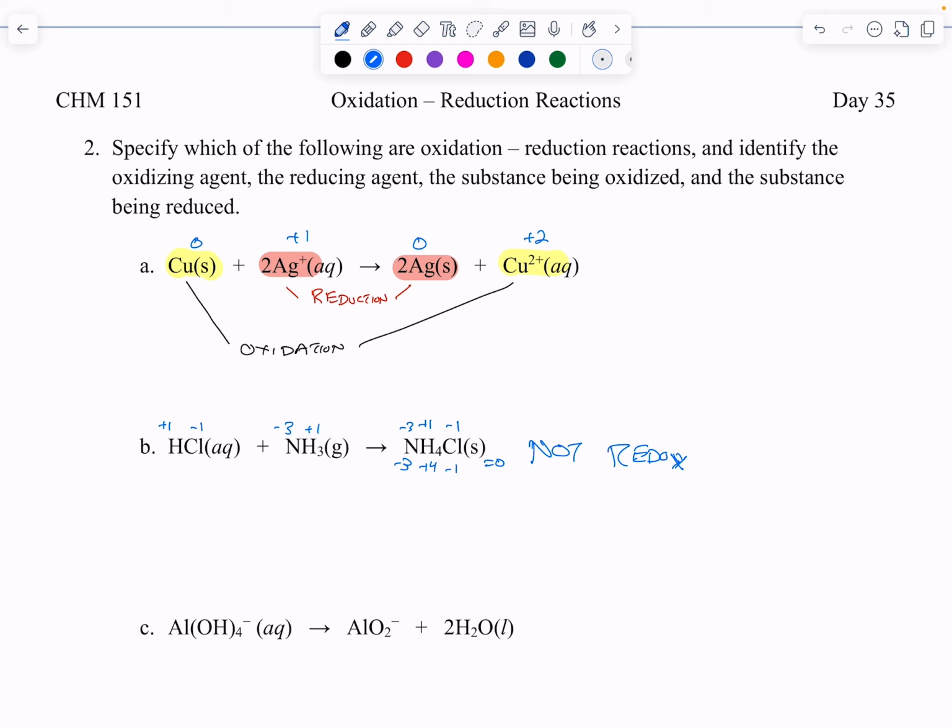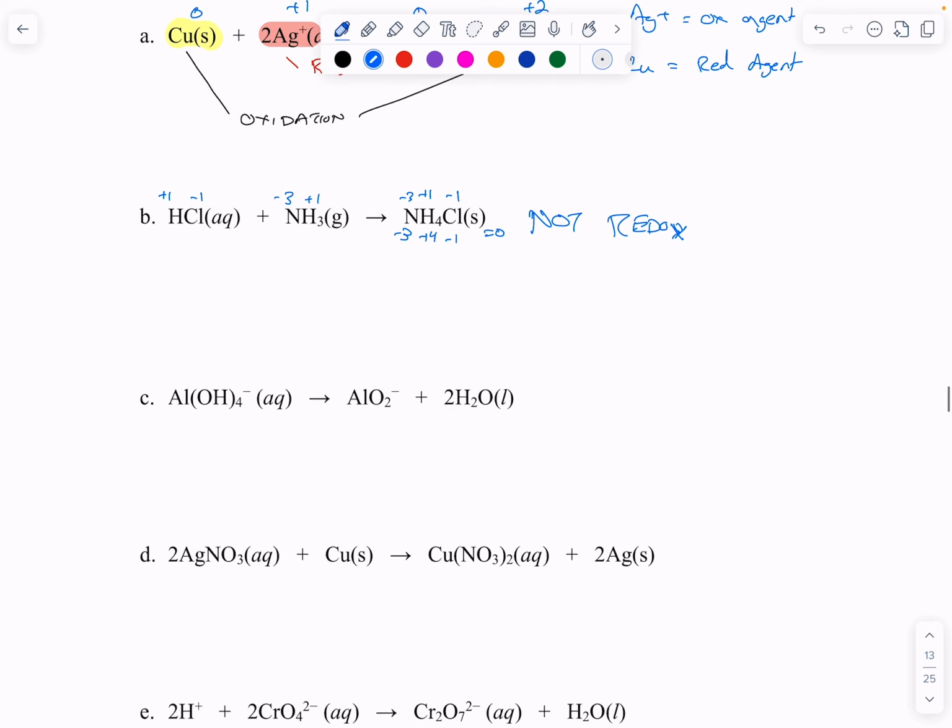All right. I just realized in A we didn't do everything. So we identify oxidizing agent. Which one is the oxidizing agent? Ag plus is the oxidizing agent, and Cu is your reducing agent. Okay. C, what do we have here? Well, we'll have to look at everything. All right. So we look.